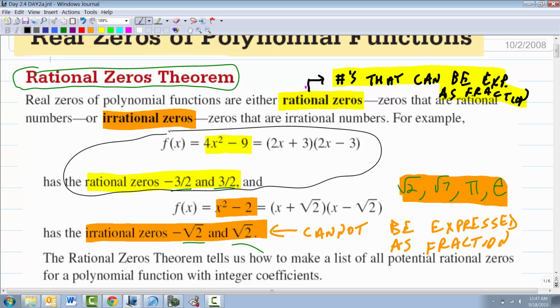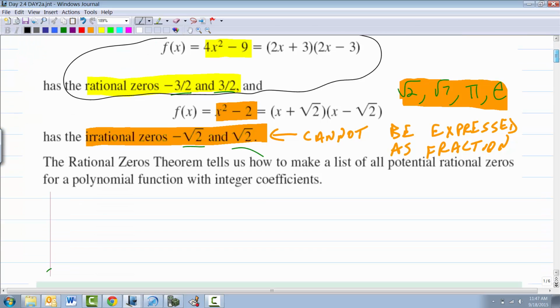This is called factoring over the irrationals. This could be considered a difference of 2 squares. What's the perfect square of 2? What times what equals 2? Square root of 2 times the square root of 2. But then what are the zeros? Negative root 2 and root 2. Those are irrational. There's one more type of zero that comes from this. What kind of zero do I get out of this?